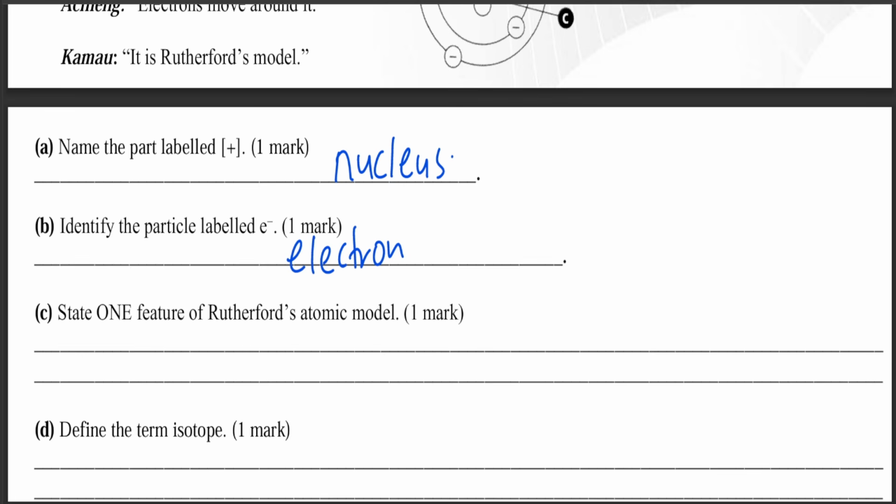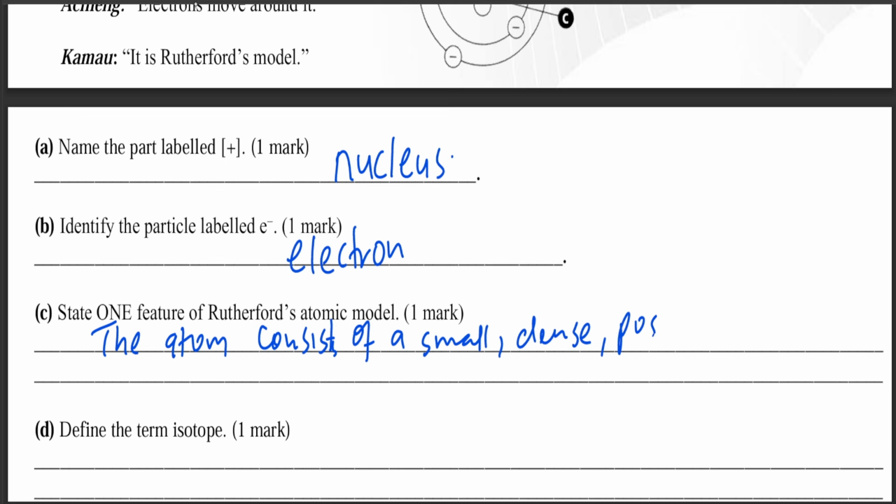Rutherford's atomic model feature is very simple. Now, Rutherford's atomic model says that the atom consists of a small, dense, positively charged nucleus. Okay, positively charged nucleus. That is why I say it is nucleus, surrounded by electrons.